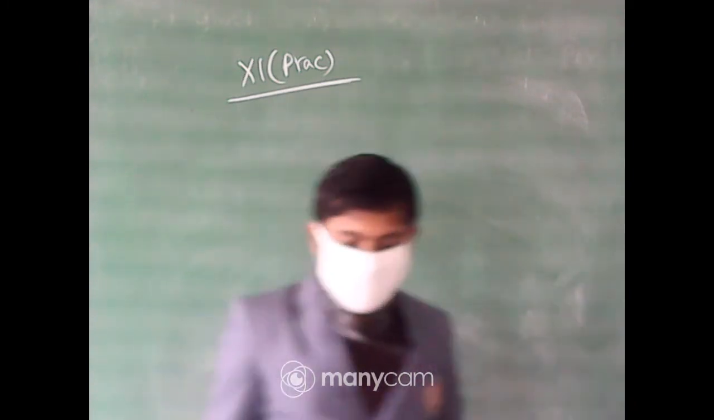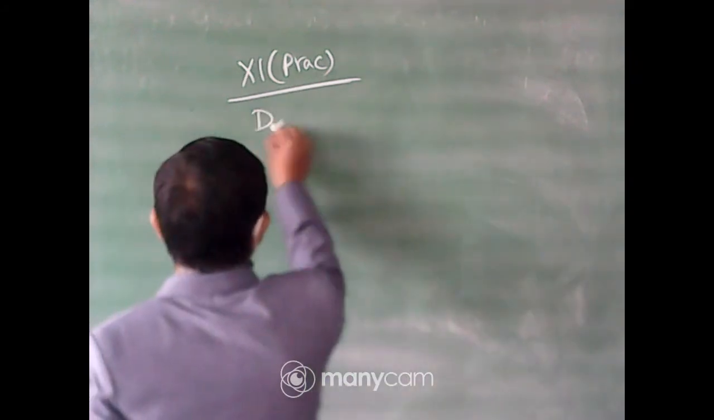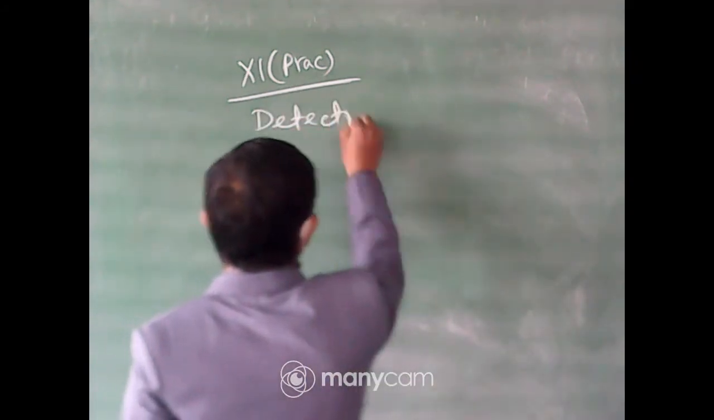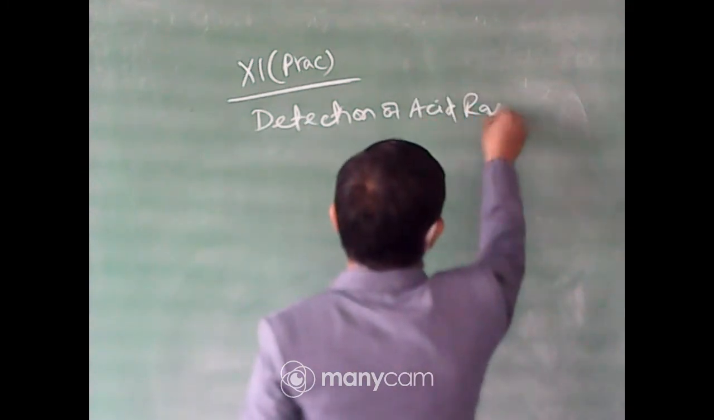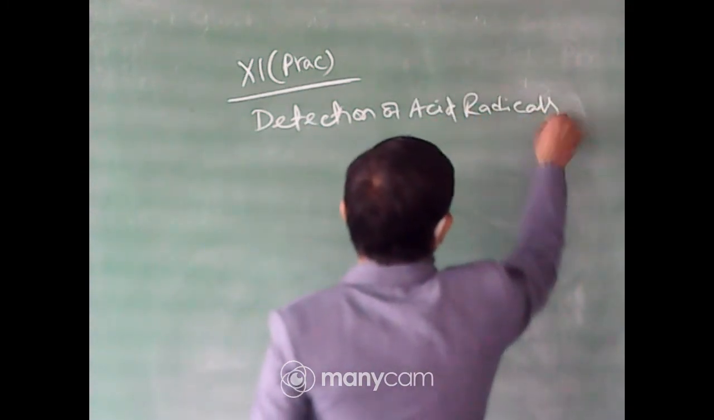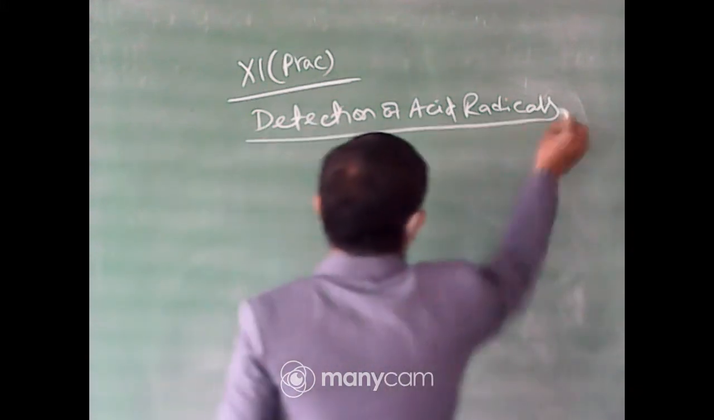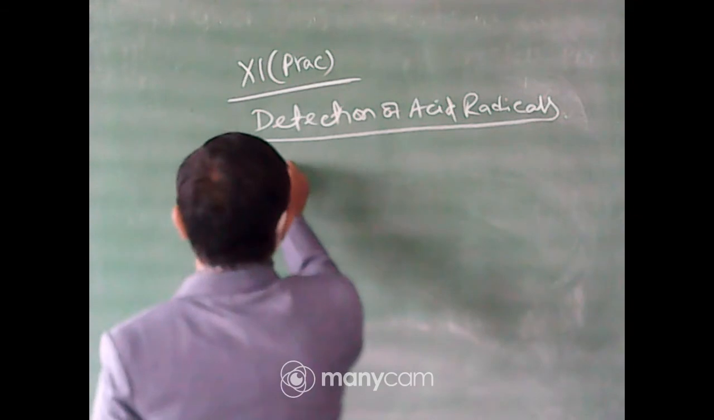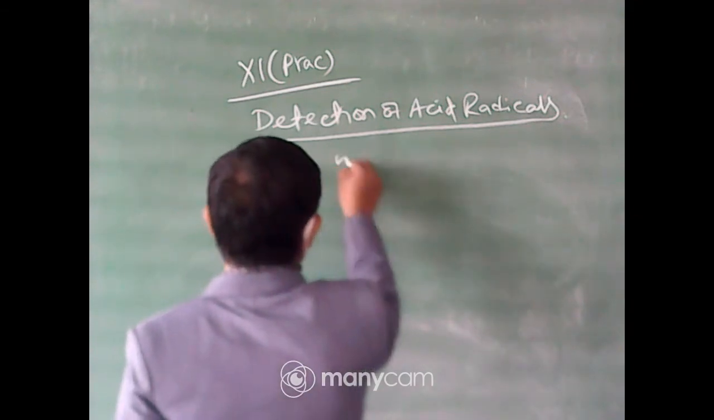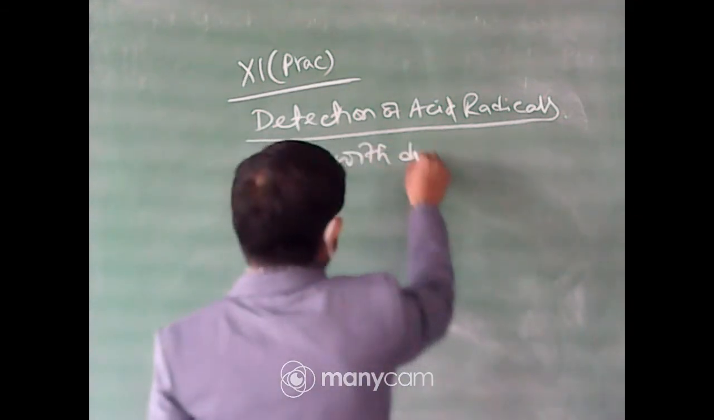So today's class is on detection of acid radicals. Okay. So under this test, today I will perform the first test, that is test with dilute sulfuric acid.